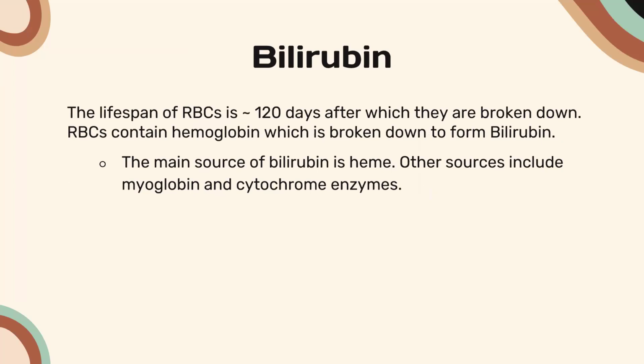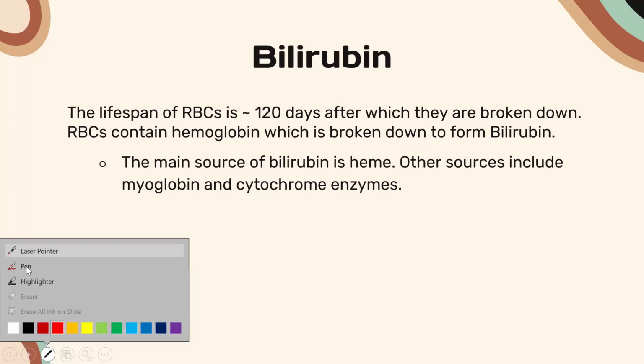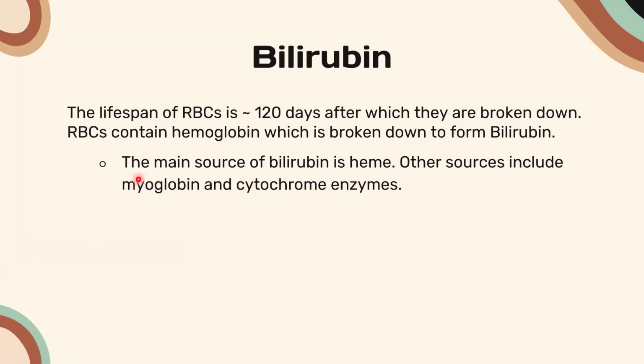So bilirubin, what actually forms bilirubin? The main source is heme, which comes from hemoglobin in the red blood cells. The average lifespan of a red blood cell in an adult is around 120 days, after which they are broken down. And so once they are broken down, the hemoglobin, specifically the heme, is taken and broken down to form bilirubin. There are other sources of bilirubin, particularly myoglobin, which comes from muscles, and then of course cytochrome enzymes, which come from the liver. But the main source that you need to know is heme.